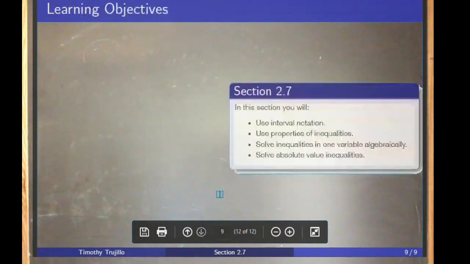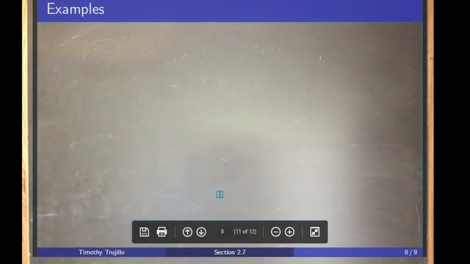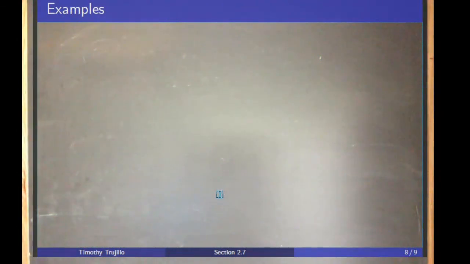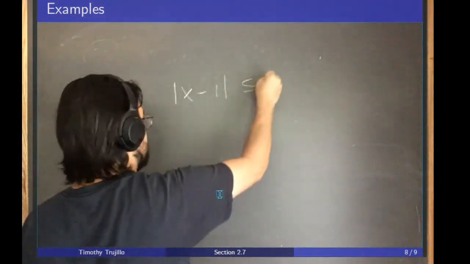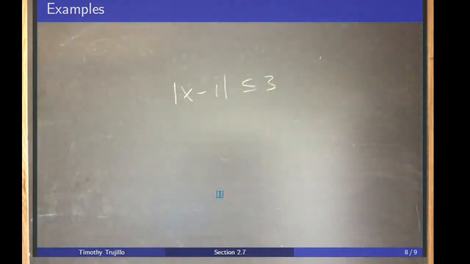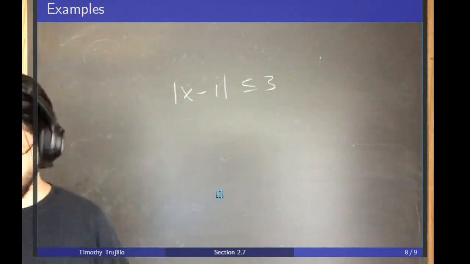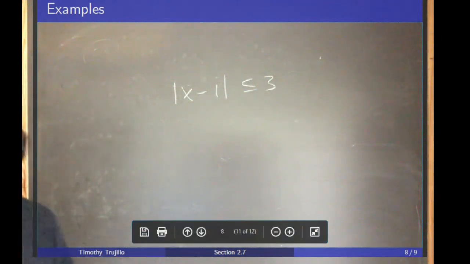Okay, so let's actually see an example of that, and we'll write out the answer. So in this case, let's look at the absolute value of x minus 1 is less than or equal to 3. And we only have about 4 minutes, so I'm going to go through this a little bit quicker than maybe I should, but we'll go through it really quickly.